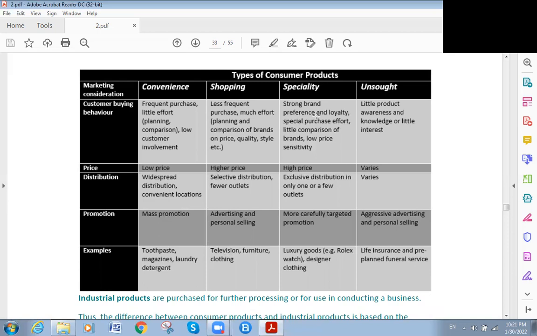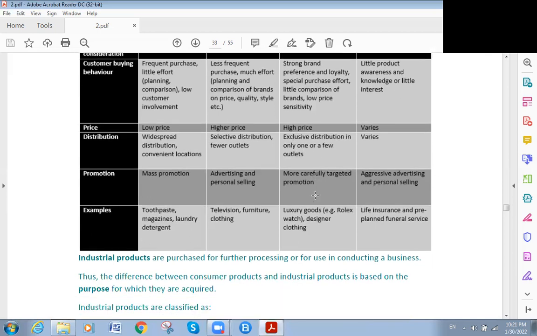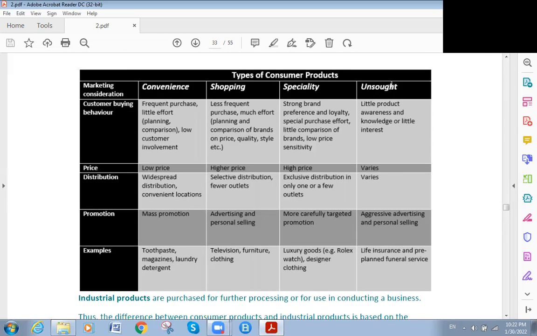Specialty goods are strong brands. There is loyalty from the customer. It needs exclusive distribution in only one or a few outlets, so you buy it from the dealer or from huge shops in North York or wherever. More carefully targeted promotion, like luxury goods. Luxury like watches, Rolex, Rado, some of the fashions, which are very expensive because you're looking for a brand like Christian Dior, Yves Saint Laurent, or whatever.